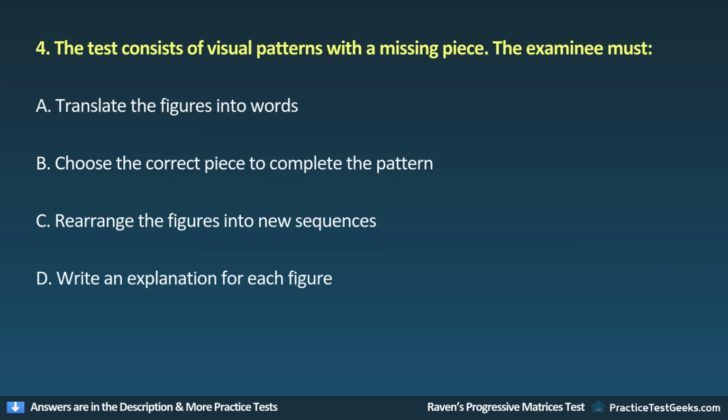4. The test consists of visual patterns with a missing piece. The examinee must A. Translate the figures into words. B. Choose the correct piece to complete the pattern. C. Rearrange the figures into new sequences. D. Write an explanation for each figure.